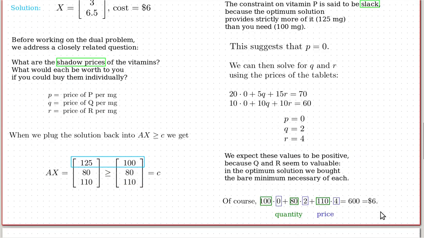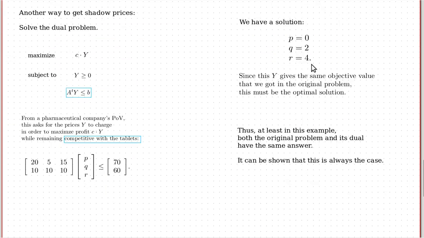We saw that we got the same answer for the price using the shadow prices, right? For the cost of the vitamins using the shadow prices, it produces the same cost as we got under the minimization problem. So since this solution provides the same value for the objective function that we got in our original minimization problem, this must actually be the maximum value in the dual problem, in the maximization problem, right?